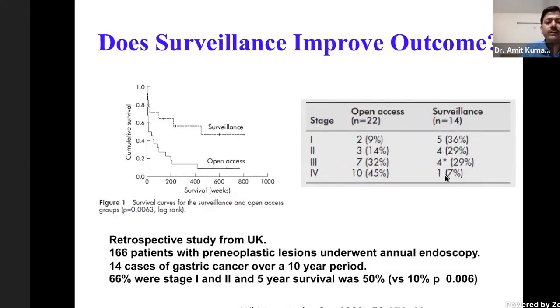gastric cancer during follow-up. Among these 14 patients, about 65 to 66% were stage 1 or 2, whereas among the open access group, less than 25% were stage 1 and 2. So they were picking up many more early stage cancers. And therefore, it is not surprising that if you look at the cumulative survival, the surveillance group survival was much better compared to open access. But this was a retrospective study, a smaller study.